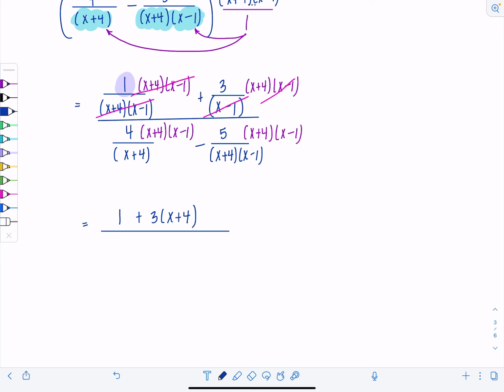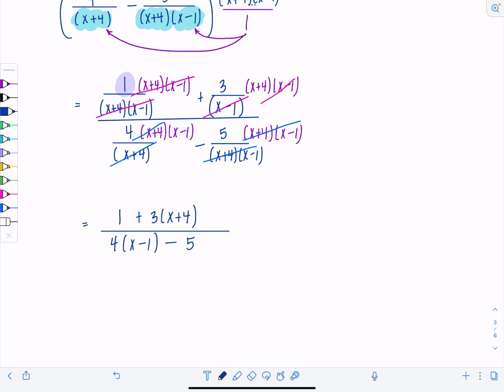Good, good, good. Now let's look at the denominator. X plus 4 cancels out. So we have 4 times x minus 1 left, minus x plus 4 and x minus 1 both cancel out. We just have 5. Okay, how are we doing so far? The worst is over, I promise.